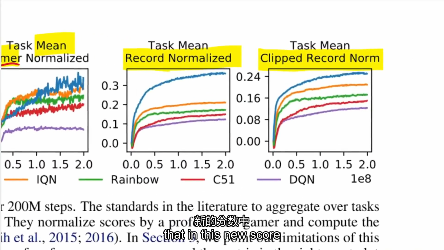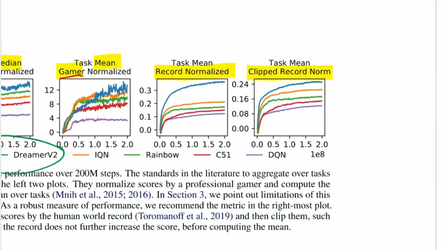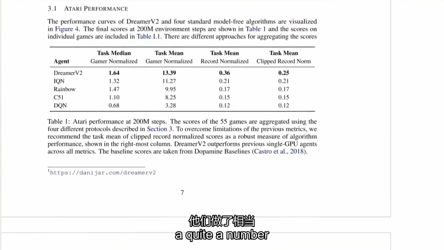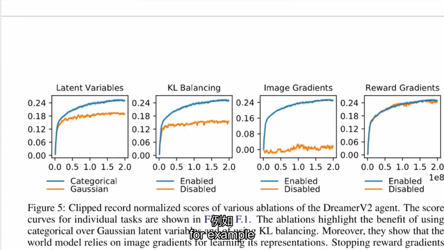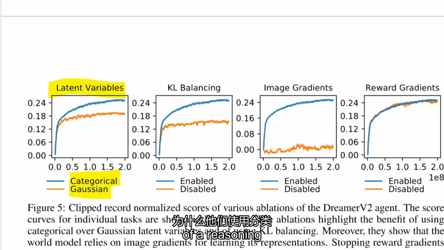It just so happens that in this new score, other than here, they are just dominating at all time points. Yeah, let's leave them that. They do quite a number of ablations. Especially, they find that if they use categorical latent variables, that outperforms Gaussian latent variables by a lot. And that's kind of the reasoning why they use the categorical variables. The KL balancing simply means an additional parameter in the KL term. If they enable it, you can see it helps a lot.